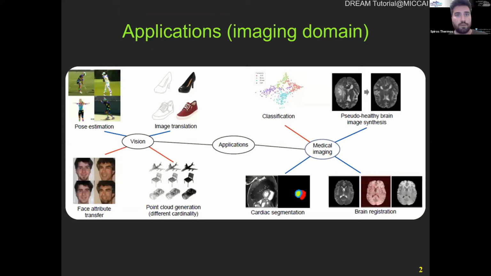I'm going to discuss the two imaging domains, the application and the two imaging domains, and we're going to see some of the existing applications. It's not possible to cover all of them in a session like that. You can see some examples about image translation, pose estimation from a vision, or the brain registration, classification, cardiac segmentation from the medical domain.